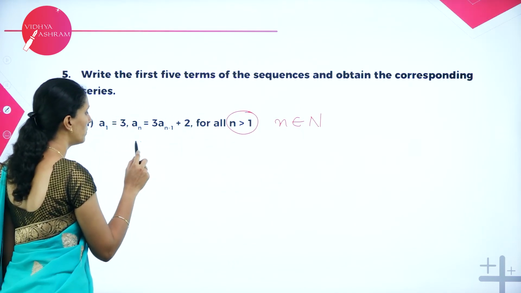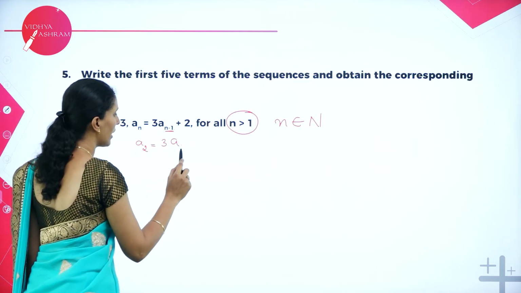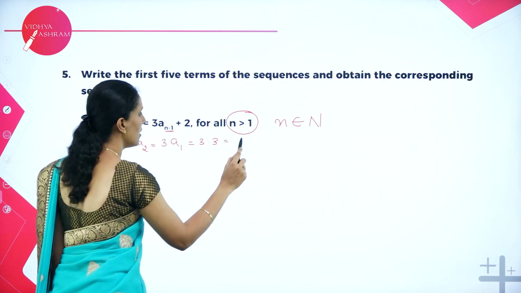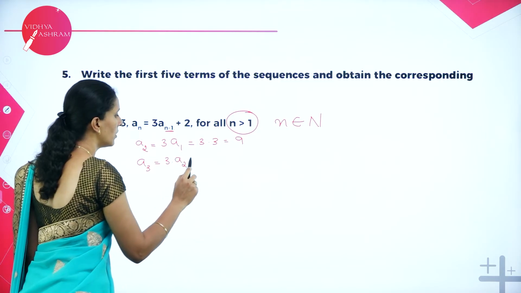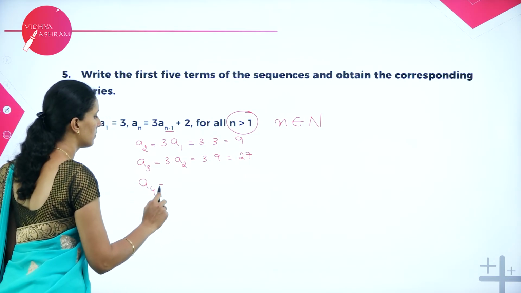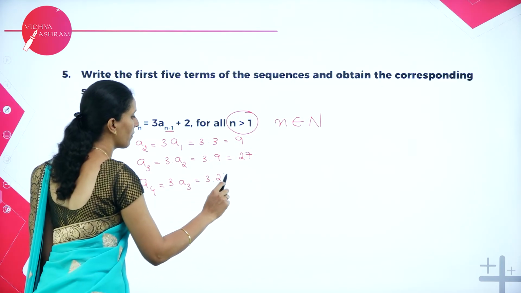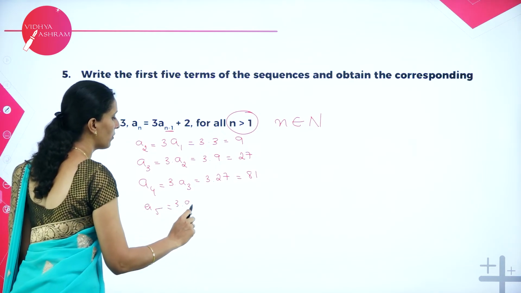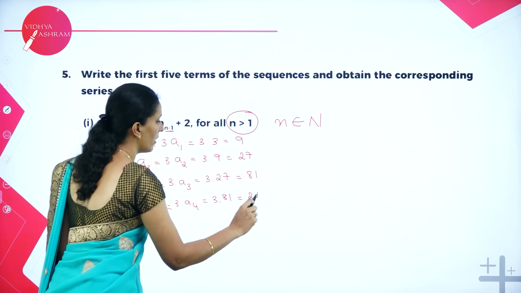So let's take a2. a2 is 3 into a2 minus 1, here it becomes a1. So which is 3 into, what is a1 given here? 3. So 3 3s are 9. Next a3. a3 will be 3 into a2, which is 3 into 9, 27. Next a4. 3 into a3 is 3 into 27, which is equal to 81. Next a5. 3 into a4, which is 3 into 81, which is 243.